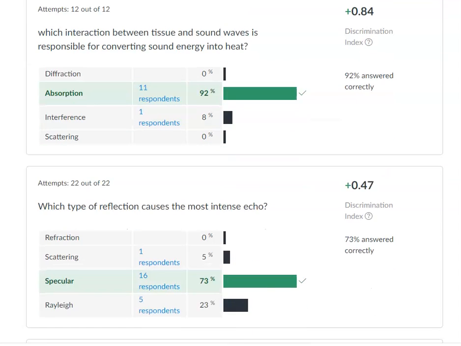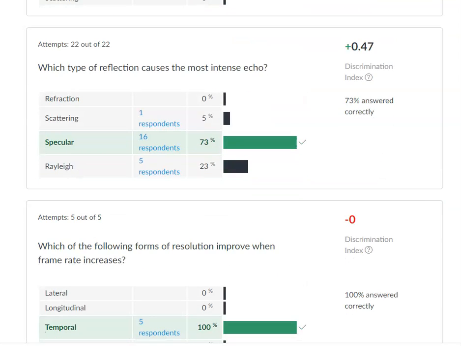Next question. Which interaction between tissue and sound waves is responsible for converting sound energy into heat? That's absorption. We talked about that in the first part of the semester. Next question. Which type of reflection causes the most intense echo? That is, specular reflectors are the most intense, Rayleigh scattering are the least intense, and scattering are kind of in between. Refraction is not a reflection.